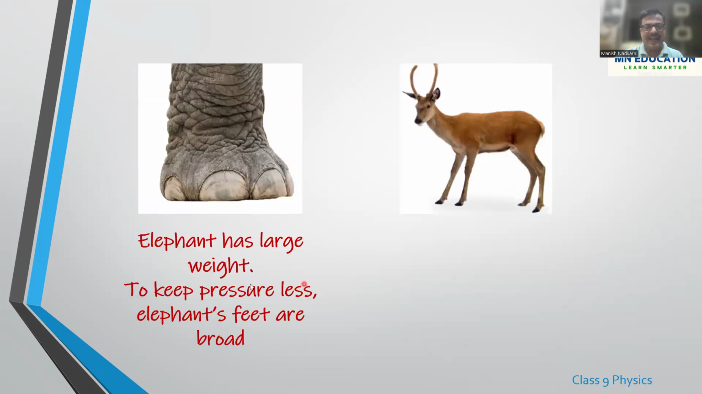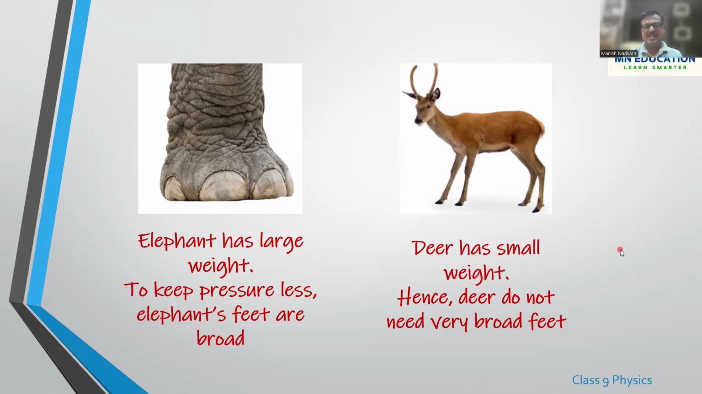Why is it that an elephant has very broad feet? The feet of the elephant are broad, whereas a deer or an antelope has very, very narrow feet. The reason is the same. The weight of the elephant is very large. Weight is very large means the thrust, the force acting on the feet, is very large. You need a large area of contact to reduce the pressure. Whereas in case of a deer, the weight is not much. So even narrower feet are good enough. You don't need very broad feet for a deer.